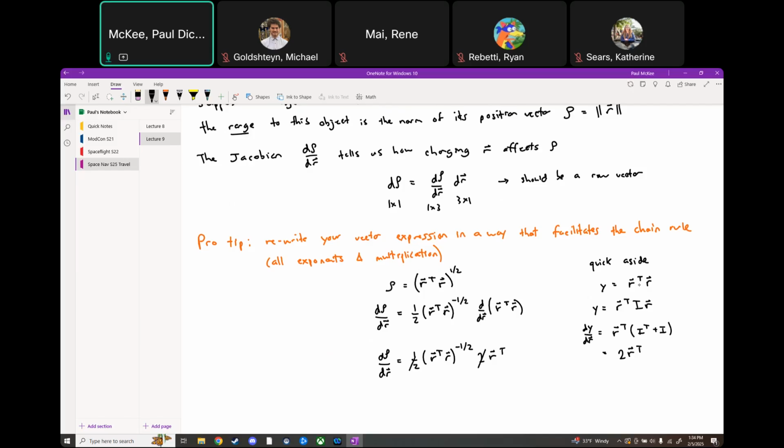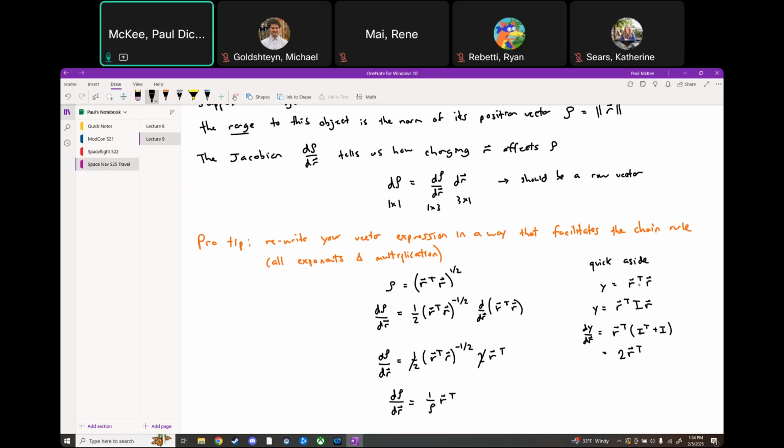I'd rather not state this as my final answer because it's a little bit messy. I'm going to simplify things just a little bit. The derivative of rho with respect to R is just rho to the negative 1 power, right? Because we know that rho is R transpose R to the 1/2. So R transpose R to the negative 1/2 is just 1 over rho R transpose. So the sensitivity of rho to changes in R is 1 over rho R transpose, and this would be our final answer. And bonus, it's a row vector.